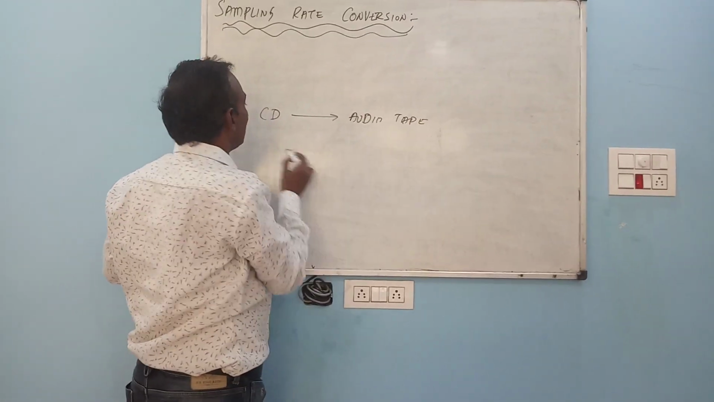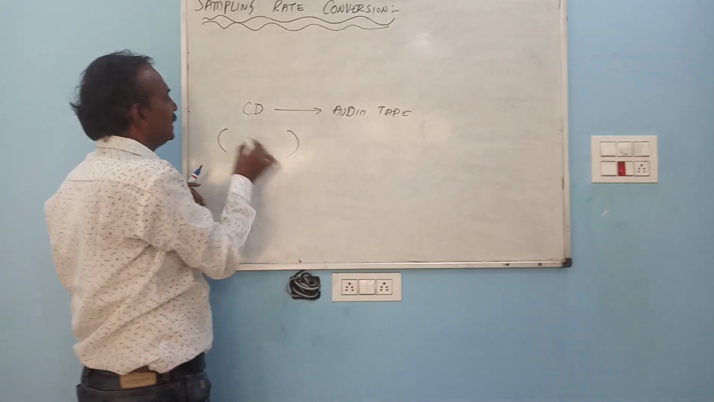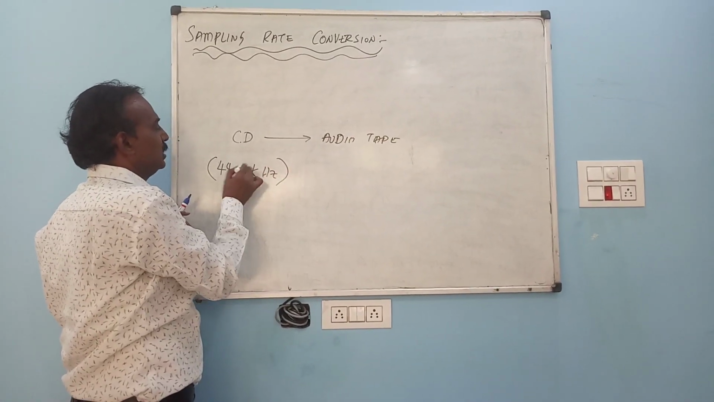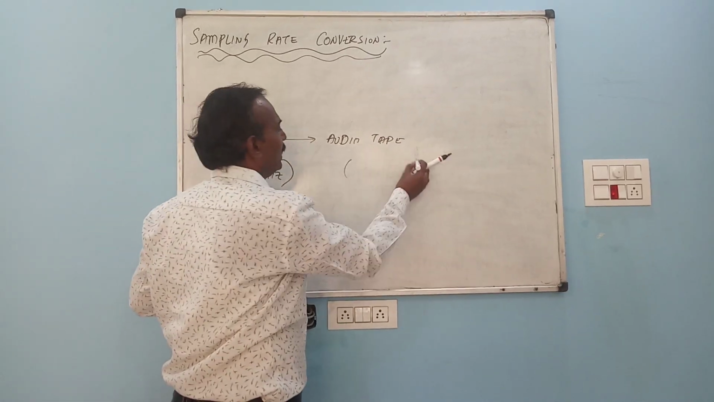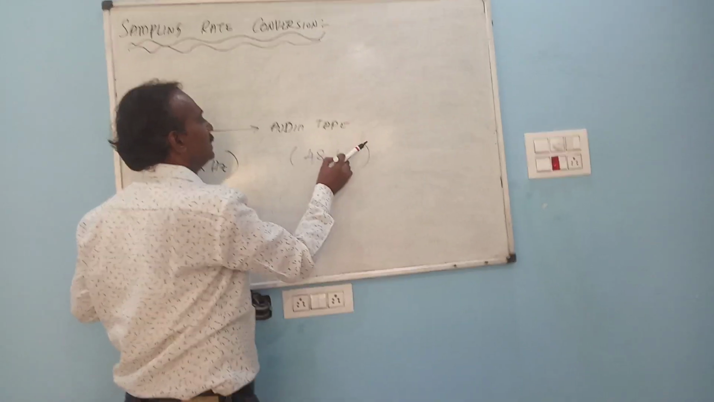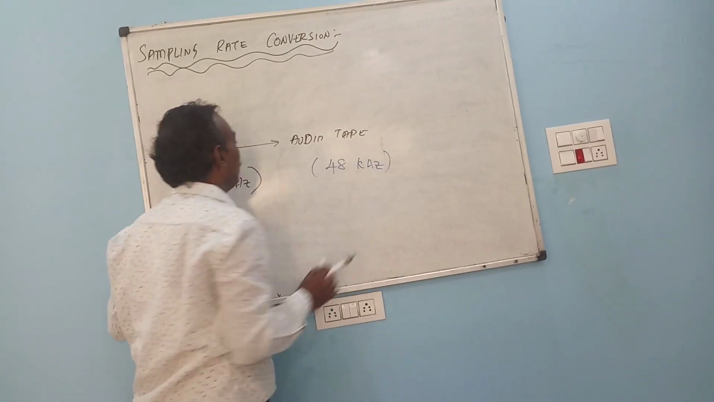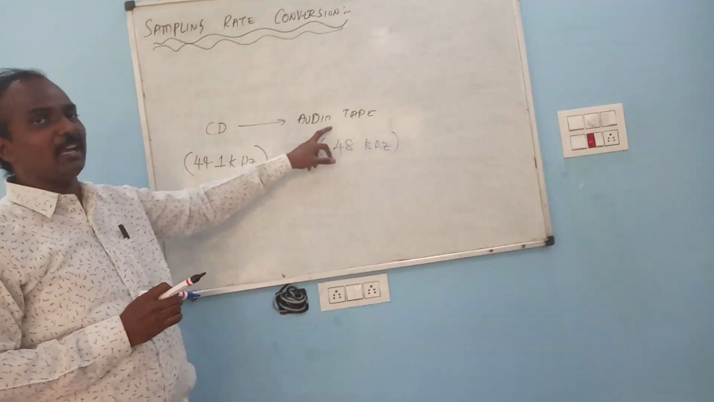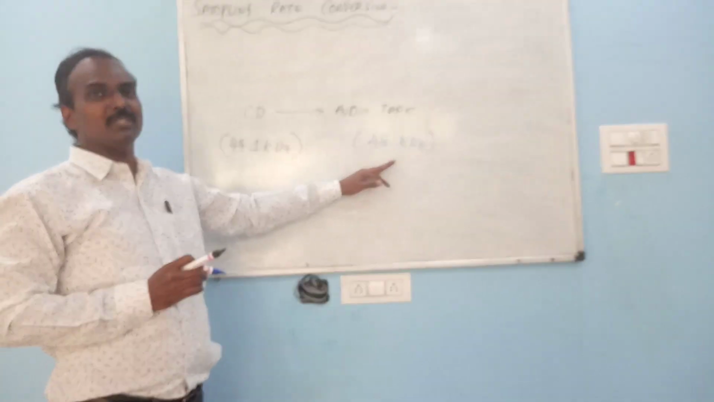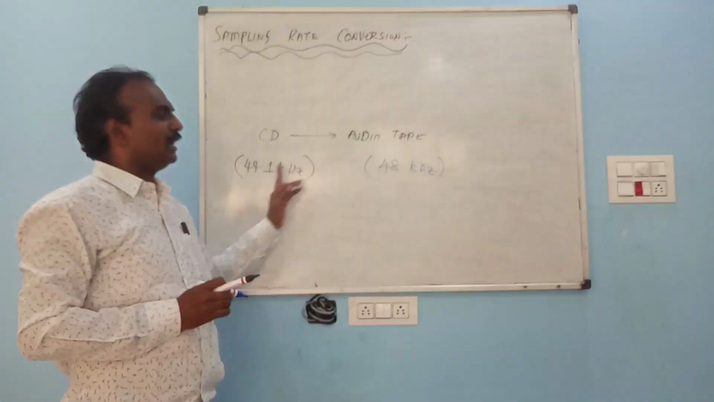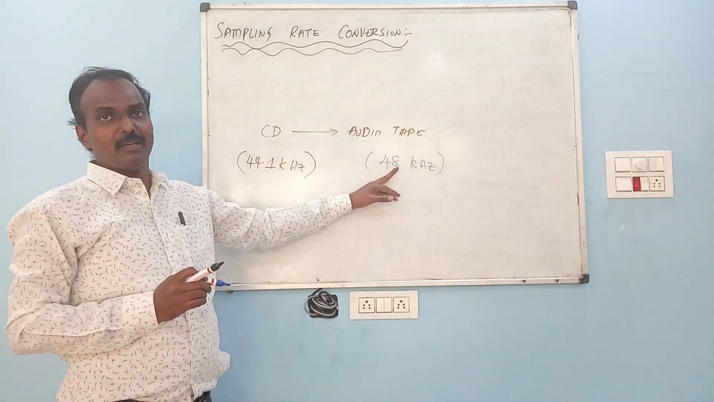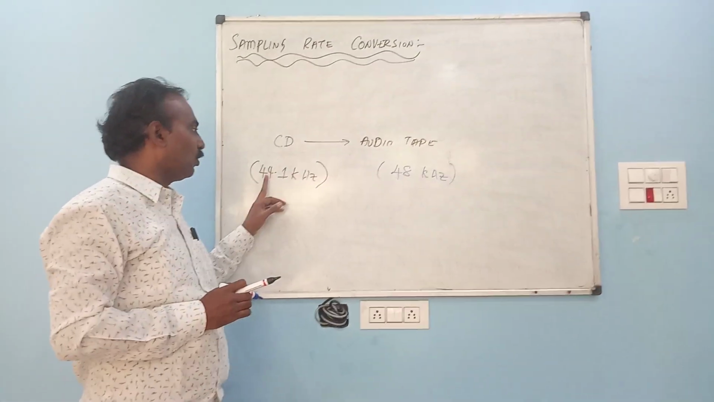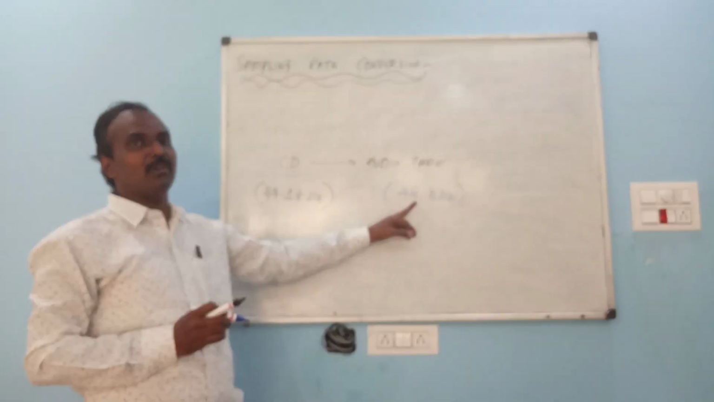Here the CD sampling rate is 44.1 kilohertz, whereas the audio tape sampling rate is 48 kilohertz. So now I want to convert CD to audio tape, where the sampling rate conversion is directly not an integer; it is a non-integer factor conversion, right? 44.1 to 48, if I want to convert.